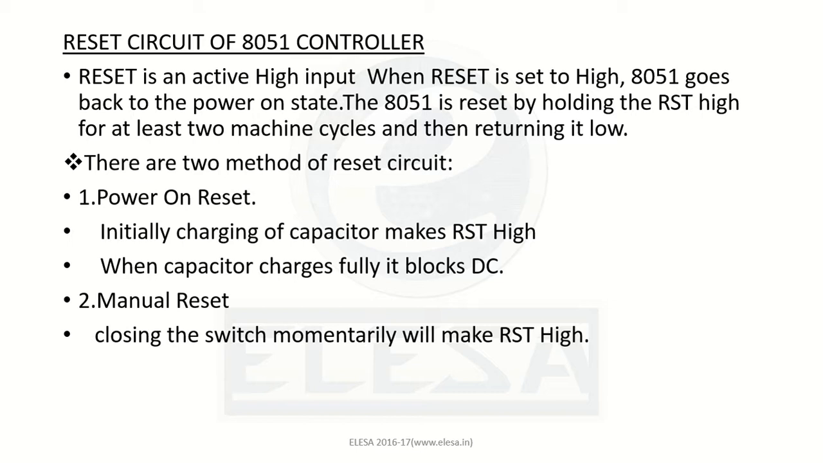Now what is a machine cycle? One machine cycle consists of 12 clock cycles. So this reset pin should remain high for at least 2 machine cycles.